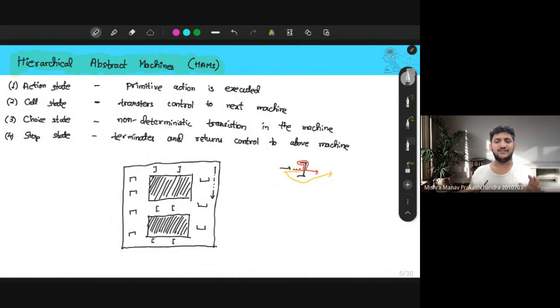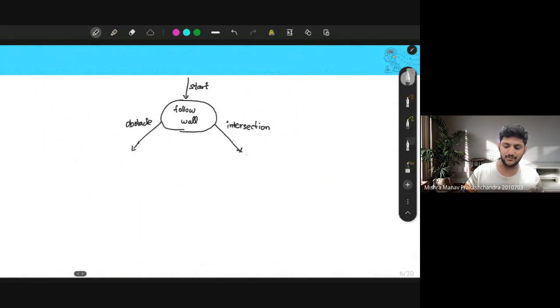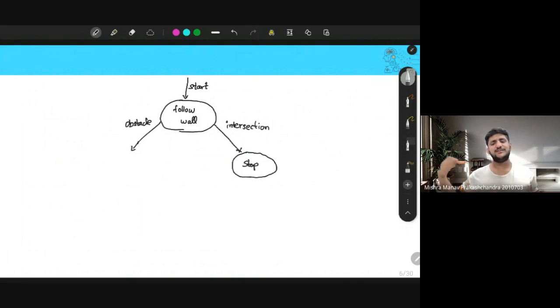So my follow wall state tells me if there is a wall, I follow it. The moment I see any sort of intersection, I stop. And then the control is passed over to the next machine. So the task for this machine is, if it sees an intersection, you stop, and then some other machine will continue. If you encounter an obstacle, so you have a choice.